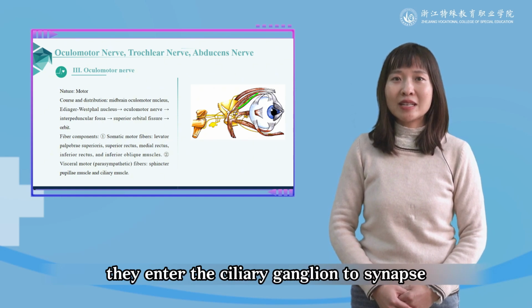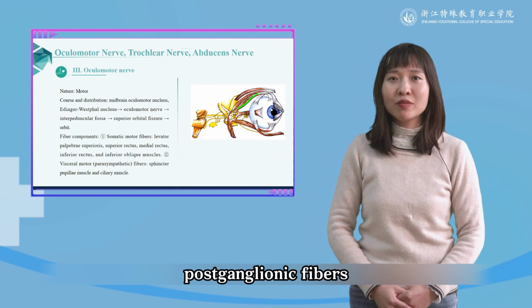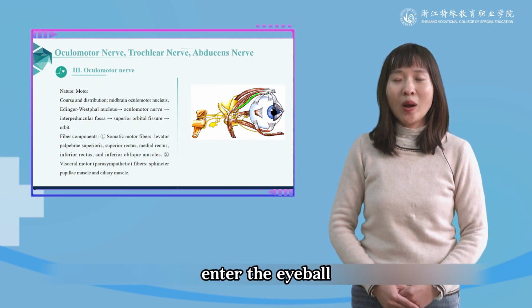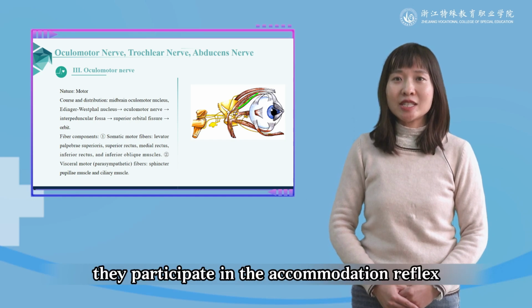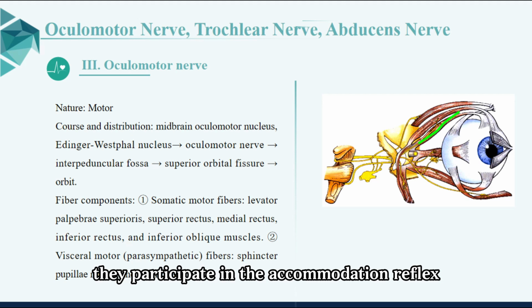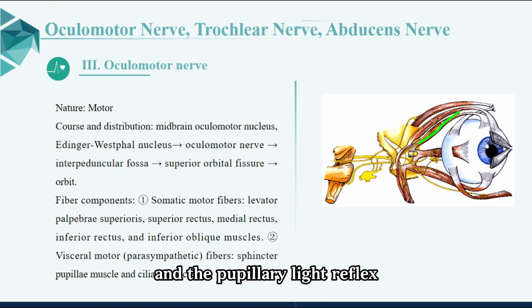They enter the ciliary ganglion to synapse. Postganglionic fibers enter the eyeball to distribute to the ciliary muscle and sphincter pupillae muscle. They participate in the accommodation reflex and the pupillary light reflex.